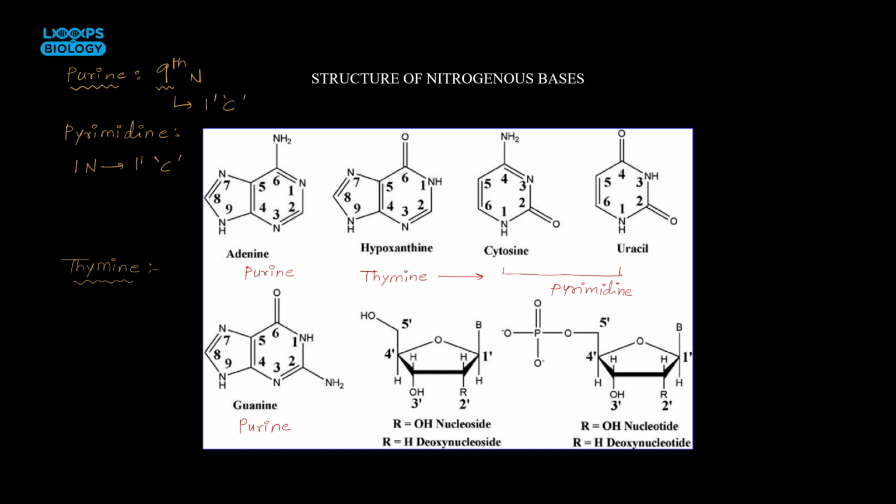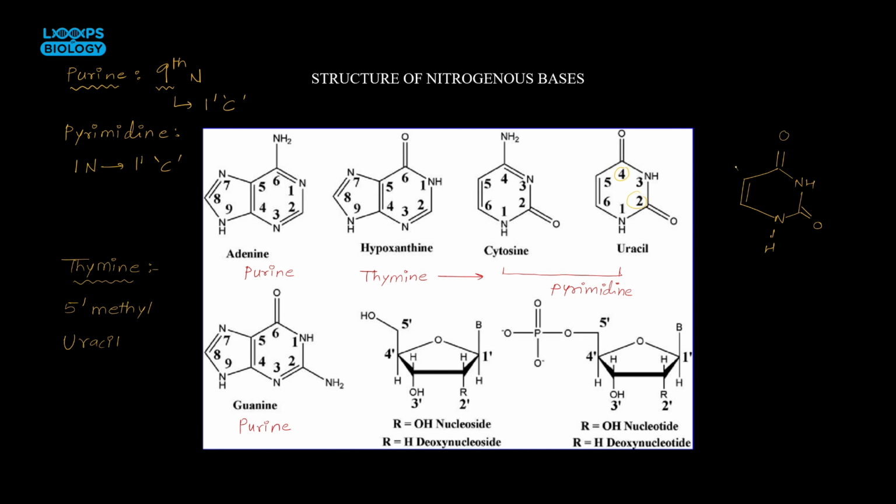As the uracil is having presence of ketone group on fourth and second position, the thymine is called as 5 methyl uracil. So the structure is basically the same. So the structure will be like this. There will be presence of NH, there is presence of NH, and there is double bond O, double bond O.